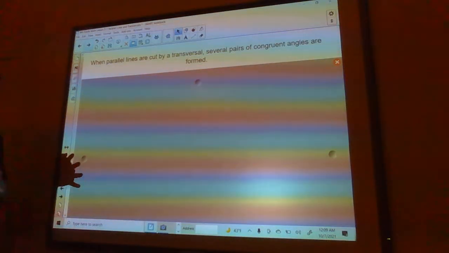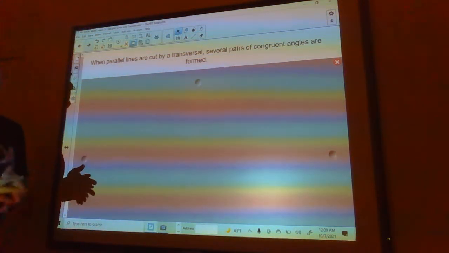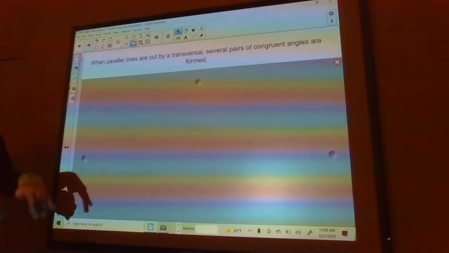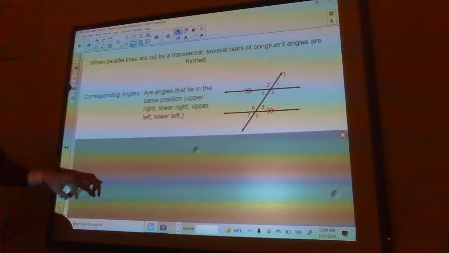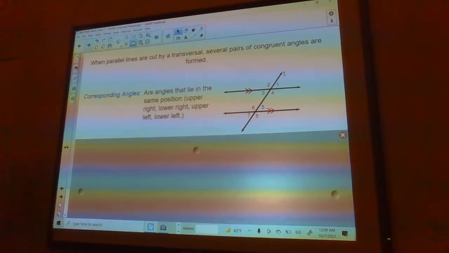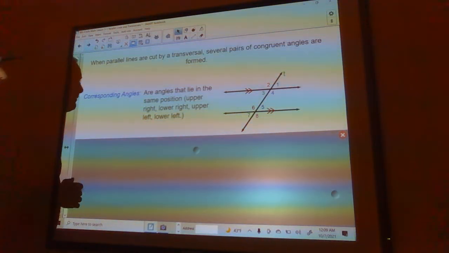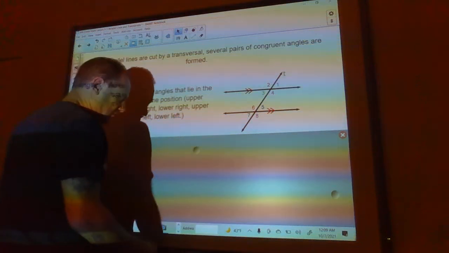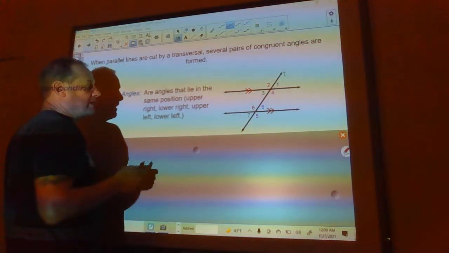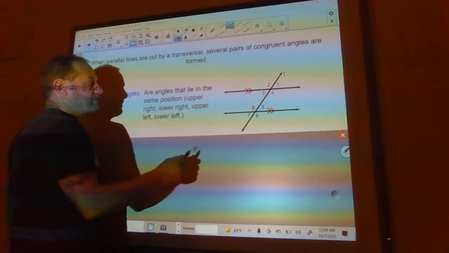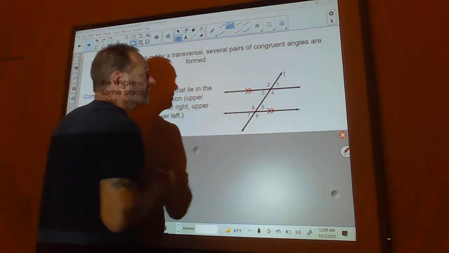Okay, when parallel lines are cut by a transversal, several pairs of congruent angles are formed. So, we get this situation right here. We've got something called corresponding angles. Corresponding angles are angles that lie in the same position, either upper right, upper left, lower right, or lower left. They're in the same position relative to the points of intersection here.